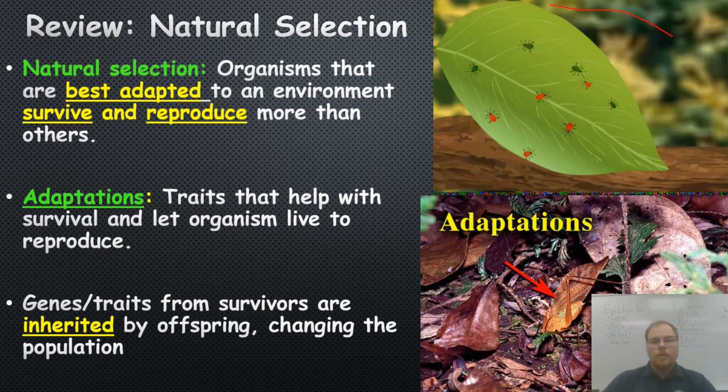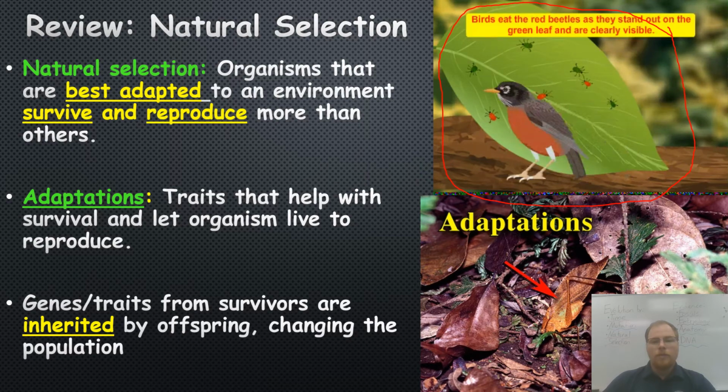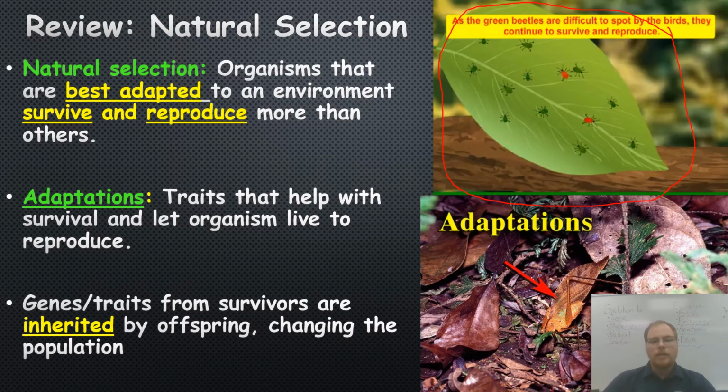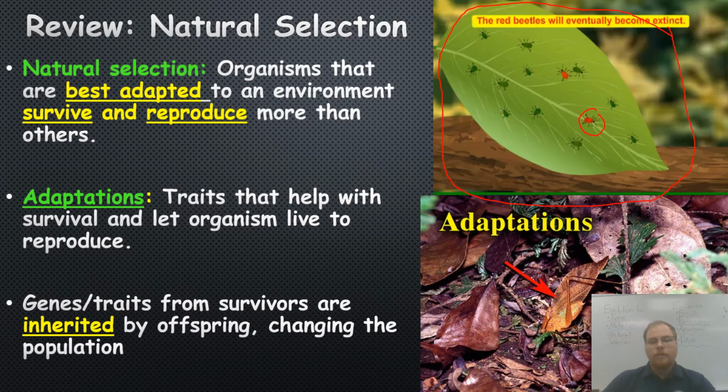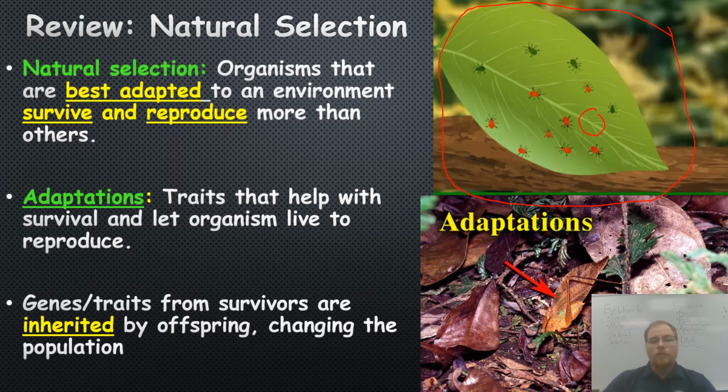So in the example here, where you have this bird, this is the same species of beetles, red and green, but the bird is selecting the red beetles because they are not adapted for the green leaf. So the green beetles are able to survive longer and reproduce, making more green beetles in that species population.